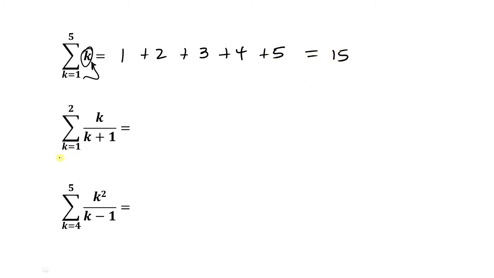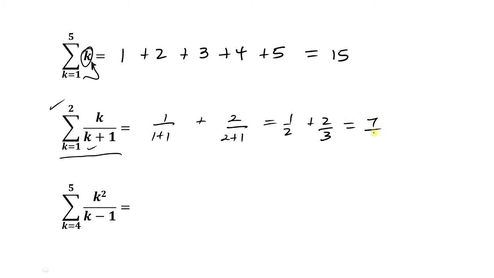Now, let's take the next example. It goes from an index of 1 to an index of 2, and plugging in 1 first, we get 1 over 1 plus 1, plus plugging in 2, we get 2 over 2 plus 1. So this is equal to 1/2 plus 2/3 equals 7/6. Now notice the index, the lower index, doesn't always have to start out at k equal 1.